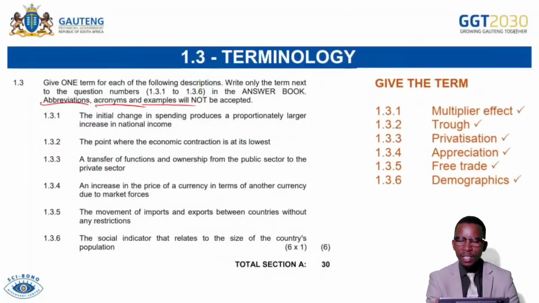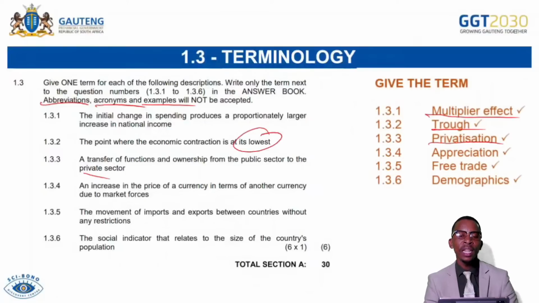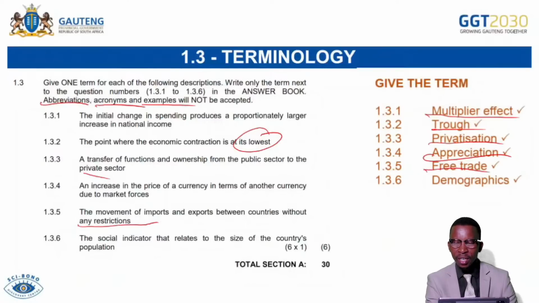So let's check. Firstly, we have multiplier effect. The first answer, the initial spending produces larger proportion national income. And then when the economy is at the lower, that is trough. And then the transfer of ownership from public sector to the private sector is privatization. And then the increase in the price or the value of the country's currency in relation to another country's currency, that's appreciation. And then the movement of import and export between countries without any restriction, that's free trade. And then the social indicator relates to size of the country's population. We talk about demographics. So these are examples.